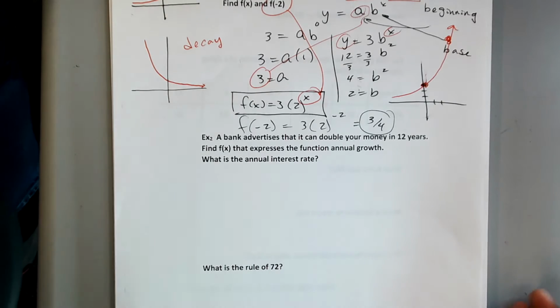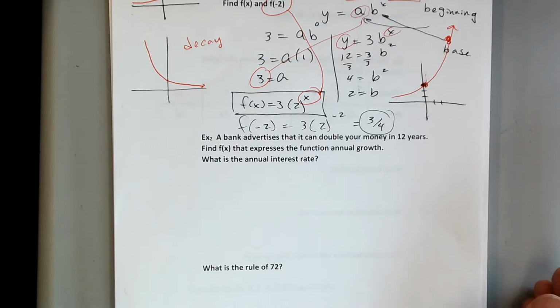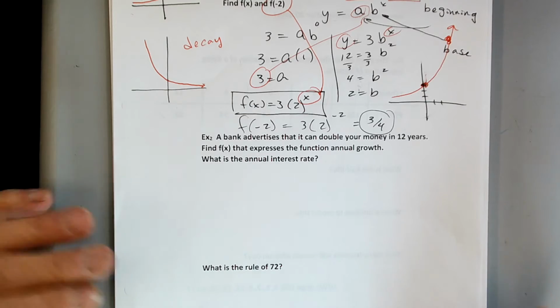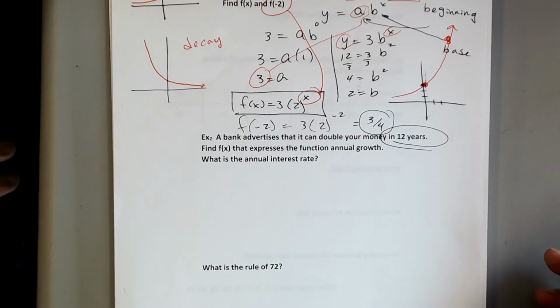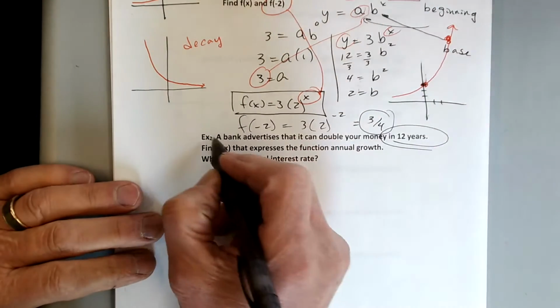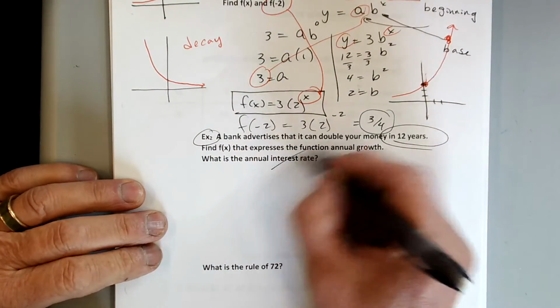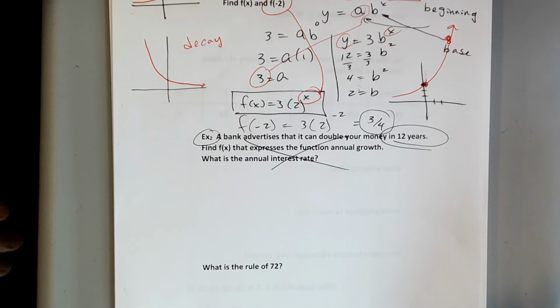A bank advertises it can double your money in 12 years. Find f(x), expressing the function of the annual rate. What is the annual interest rate? Okay, so a bank advertises it can double your money in 12 years. We need some kind of interest rate. Scratch this out and give you enough information. I should have checked my notes. We need an interest rate.